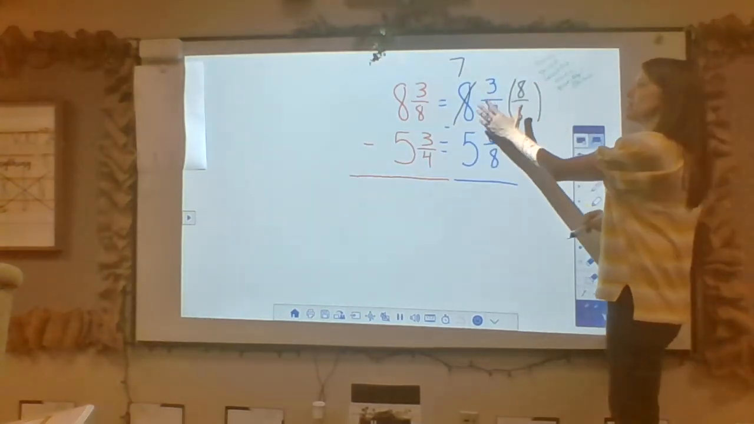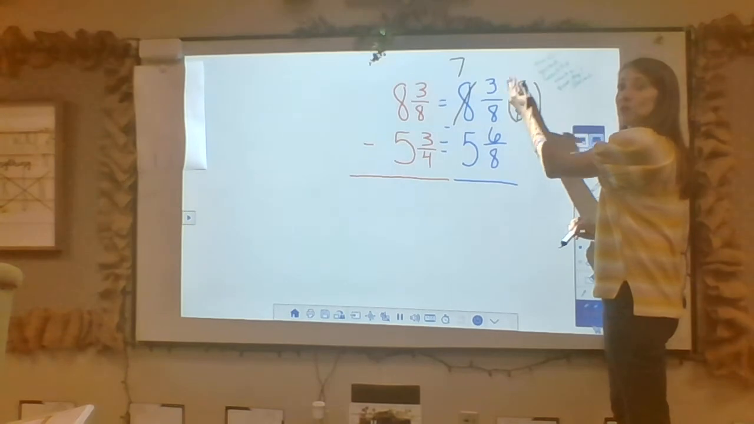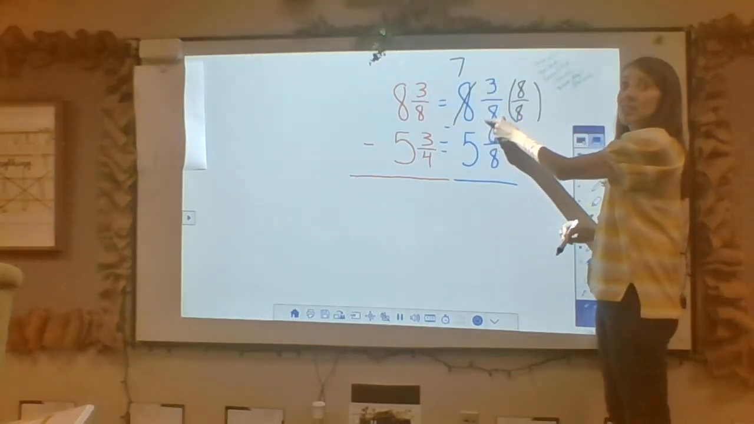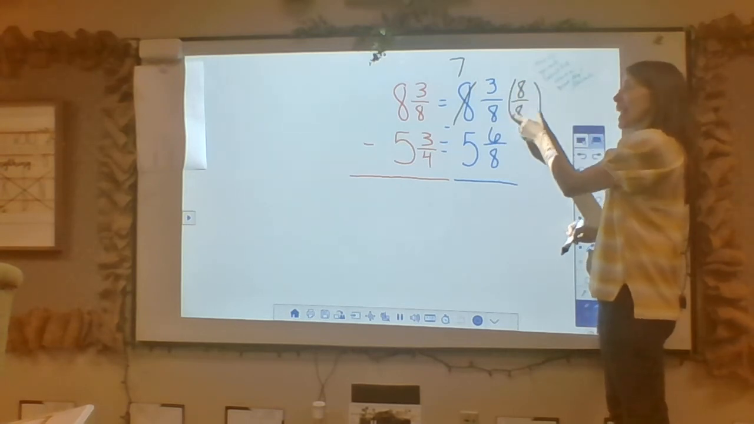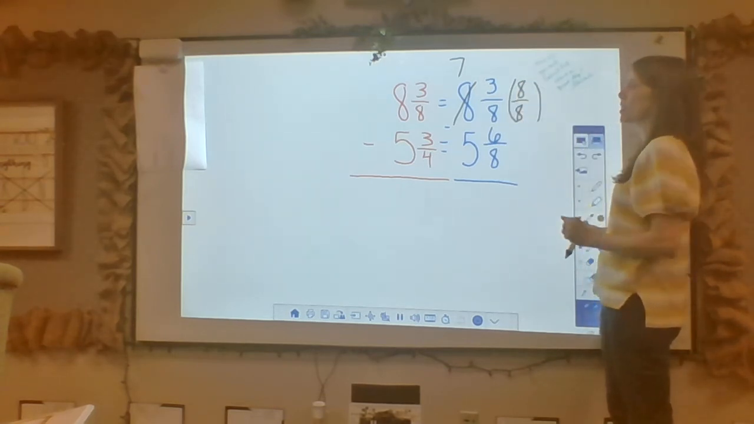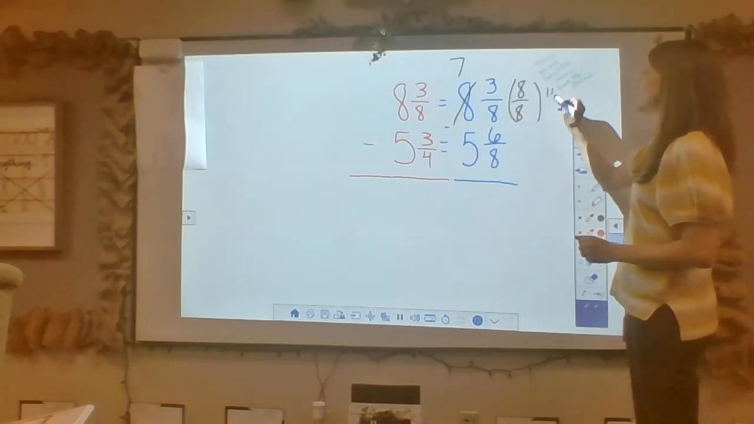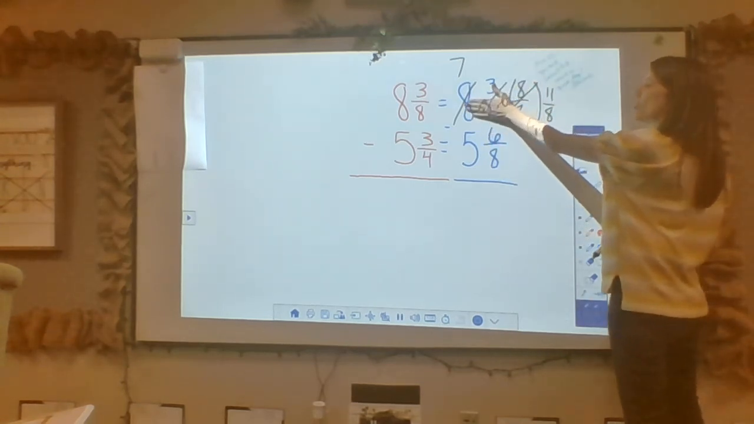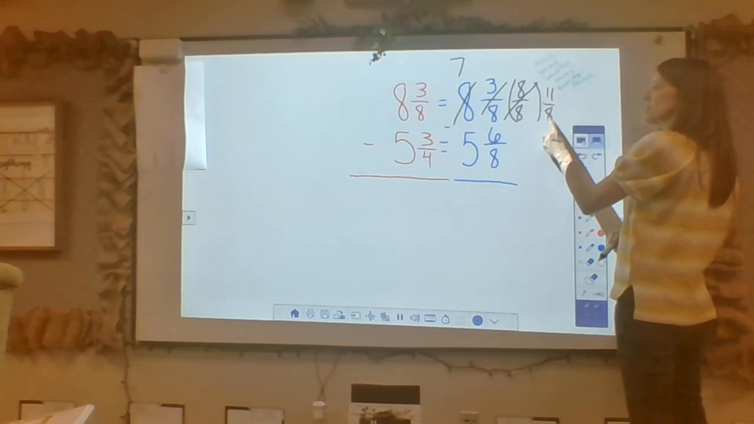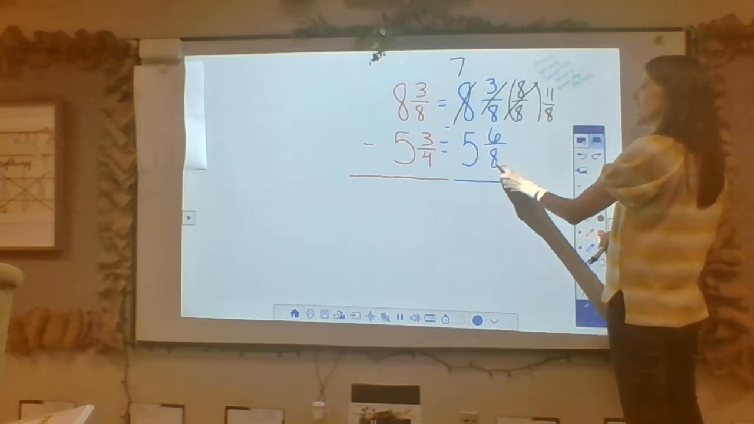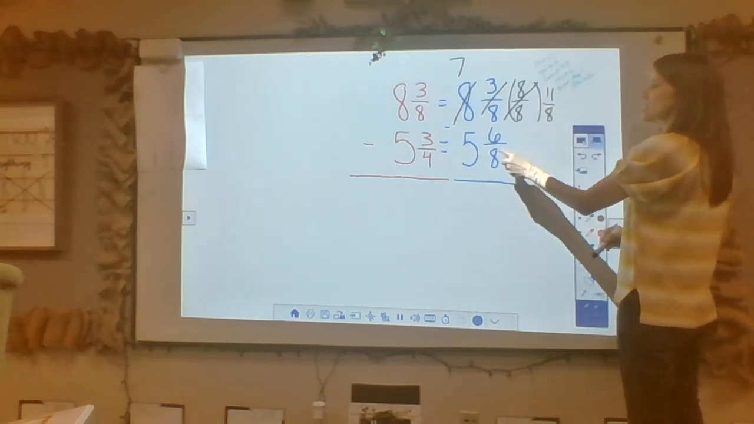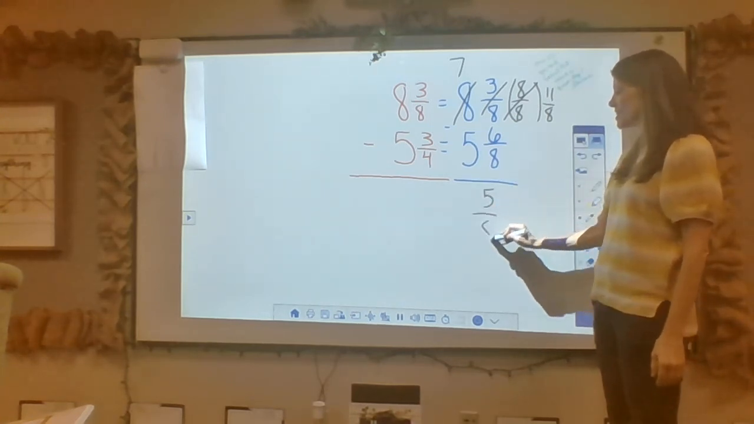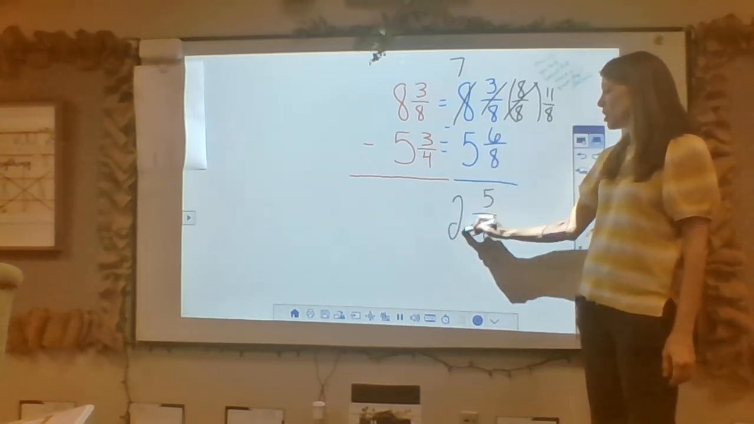So don't forget this. Add these two together. This is where some people get lost. You have the 3/8 that you originally had, but you're adding 8 more eighths. How many eighths do you end up with? 11 eighths. And then I'm going to cross these out because otherwise it gets confusing. I like to keep it all neat. 7 and 11 eighths minus 5 and 6 eighths. 11 eighths minus 6 eighths equals 5 eighths, and 7 minus 5 equals 2.